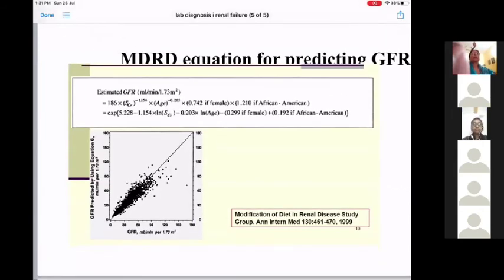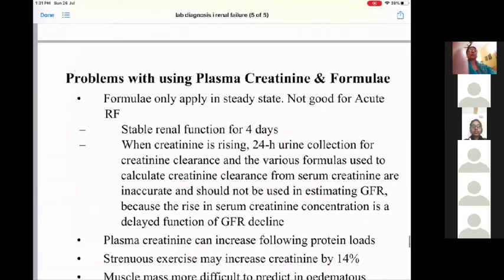The other method is the MDRD equation for predicting GFR. You should know only the name. MDRD stands for Modification of Diet in Renal Disease study group, and that group also gave an equation for predicting GFR. But this is very complex, and not so important for you guys. And the problems.